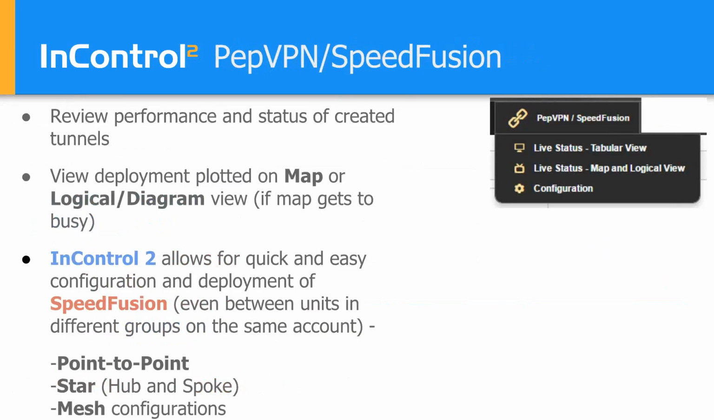First up, PepVPN SpeedFusion. You can go ahead and create and monitor the deployment straight from IC2 very easily, and we do support all of the configuration profiles that you can straight from the UI as well. Point-to-point, star or hub and spoke deployments, and the full mesh configuration. Now, once you get things up and running, you can go ahead and view the deployment both on the map view, or if the map does get too busy, we do have a logical or diagram view available as well.